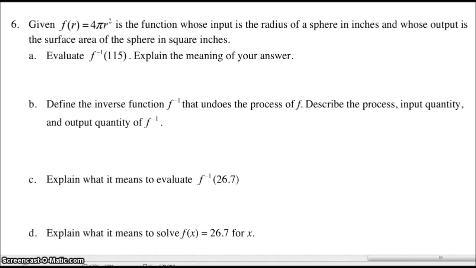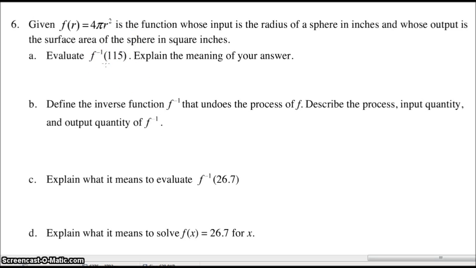Number 6. Given f of r equals 4 pi r squared is the function whose input is the radius of a sphere in inches and whose output is the surface area of the sphere in square inches. Evaluate f inverse of 115. Explain the meaning of your answer.